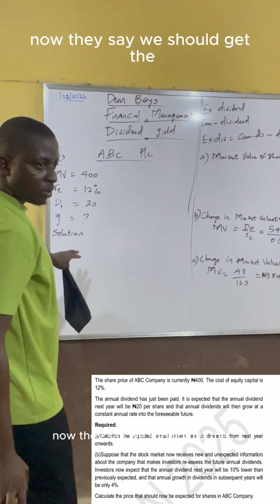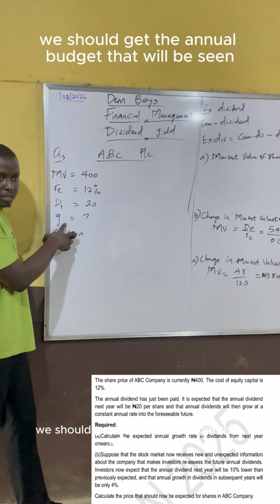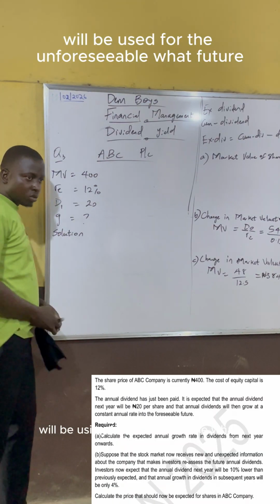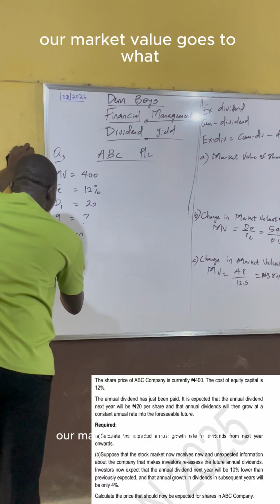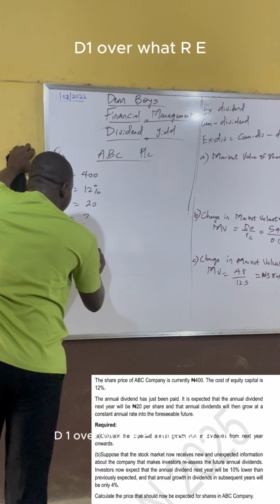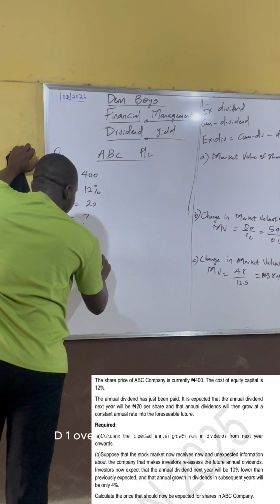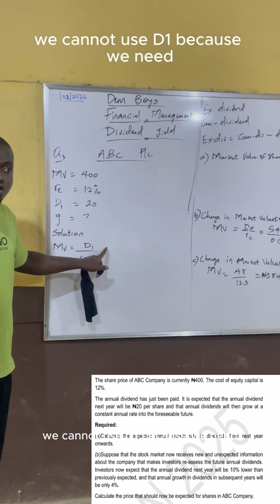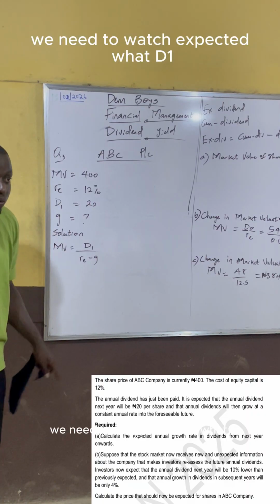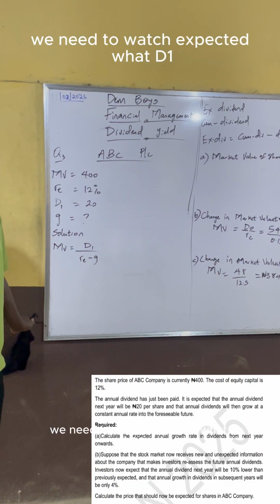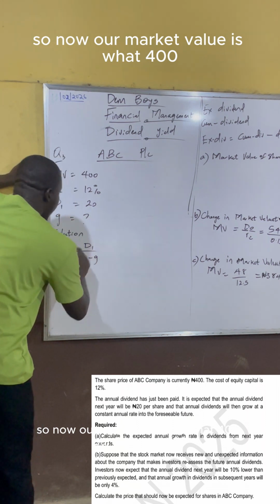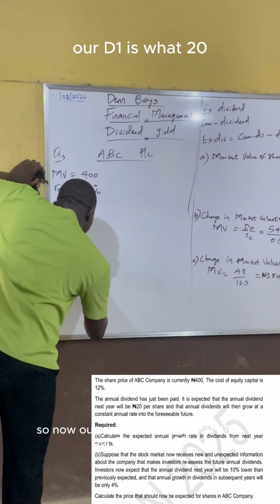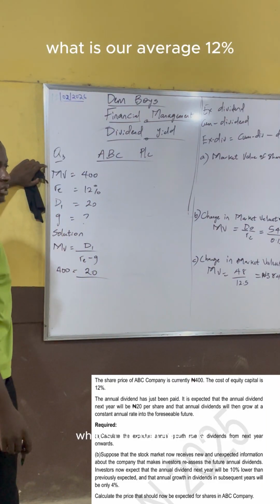Now they say we should get the annual growth rate that we'll be using for the foreseeable future. Remember that our market value equals D1 over Ke minus G. I told you why we are using D1. We cannot use D0, because to get the market value on that growth rate, we need the expected dividend. So now, our market value is 400. Our D1 is 20. What is our Ke? 12%.